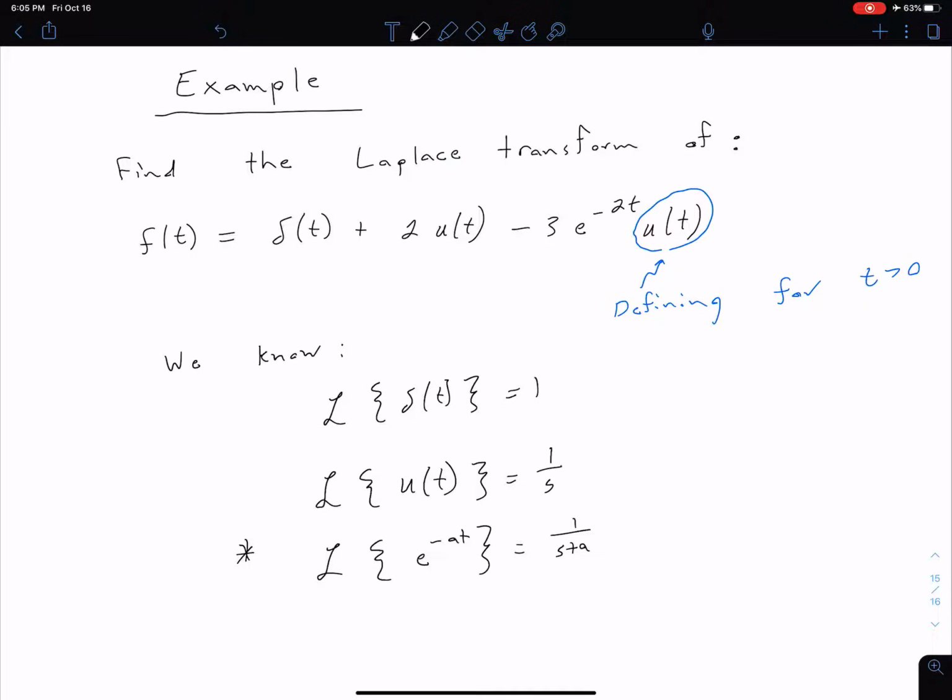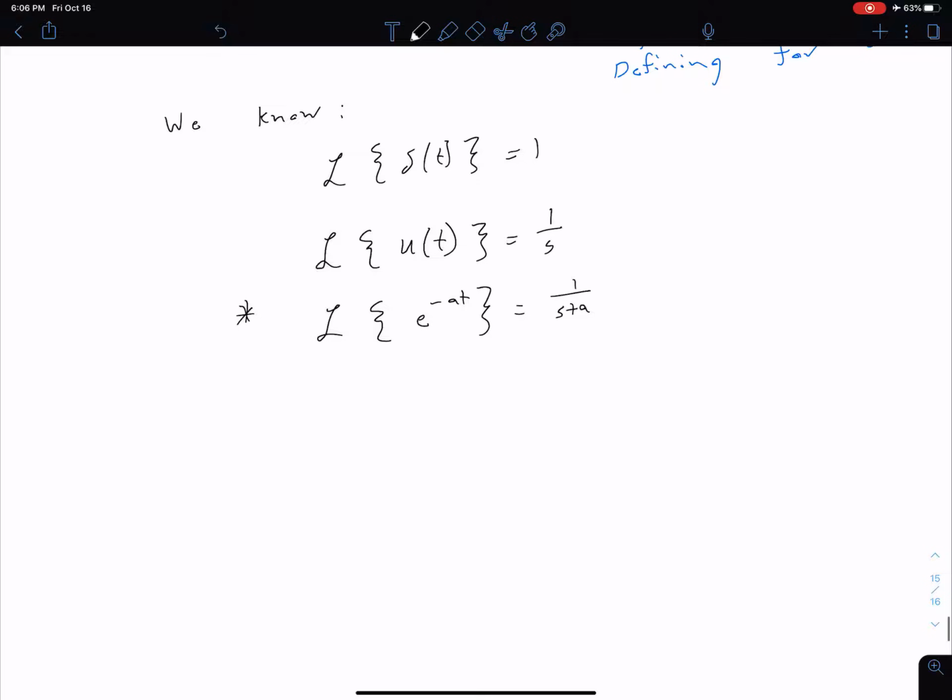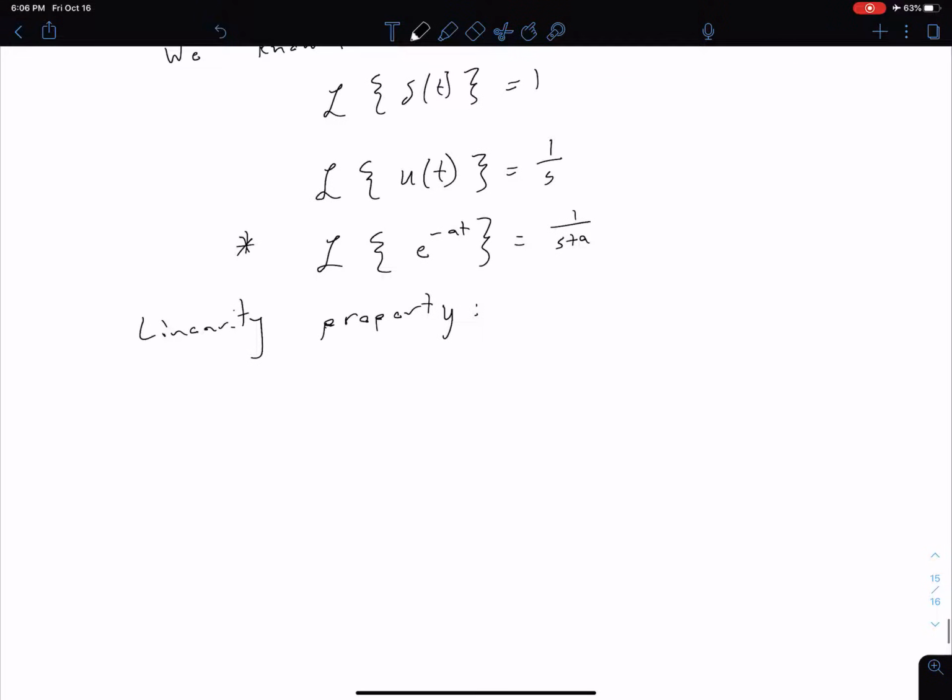Okay, so what we can do then is if we know each of these parts, we can use our linearity properties. So let's do that. So our linearity property had two parts, and that dealt with when we were adding or subtracting multiple things, but also when we were multiplying by a constant.